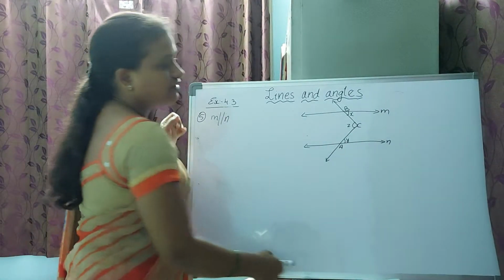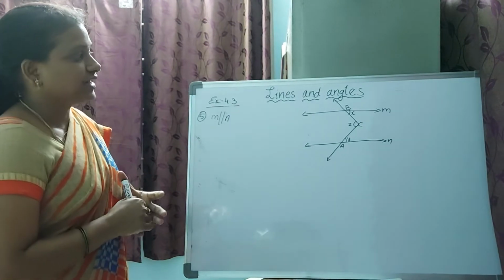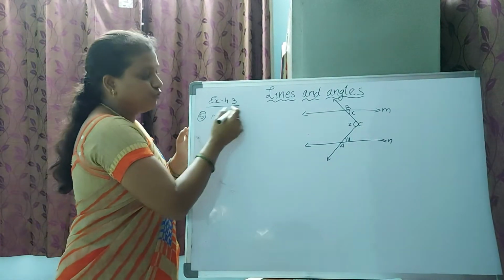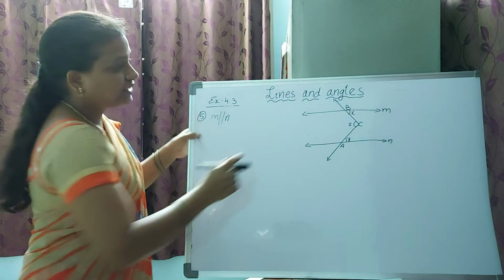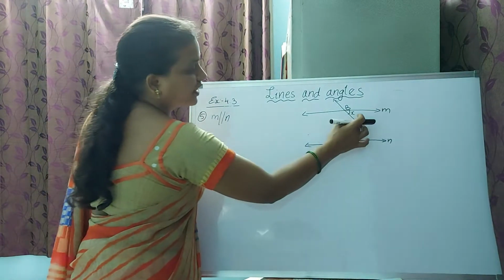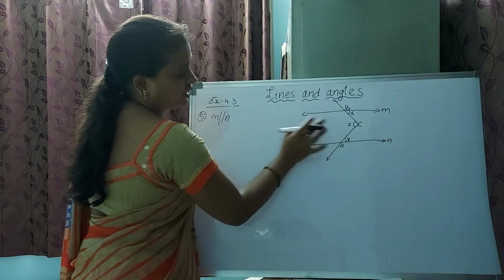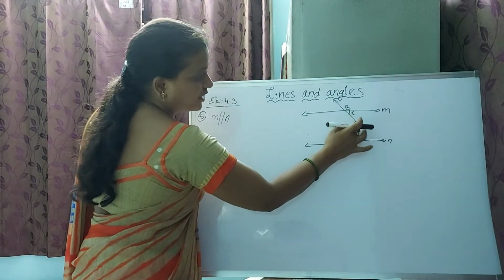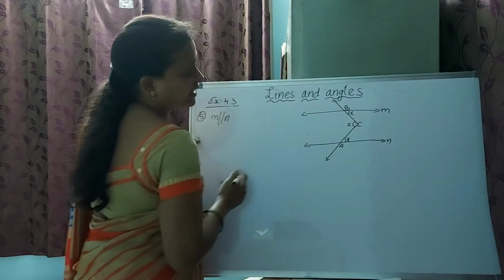Good evening, children. Today we will discuss lines and angles, exercise 4.3, fifth problem. Observe this figure. We have to find out angle x, angle y he has given. We have to find out angle z. How will you find out angle z?